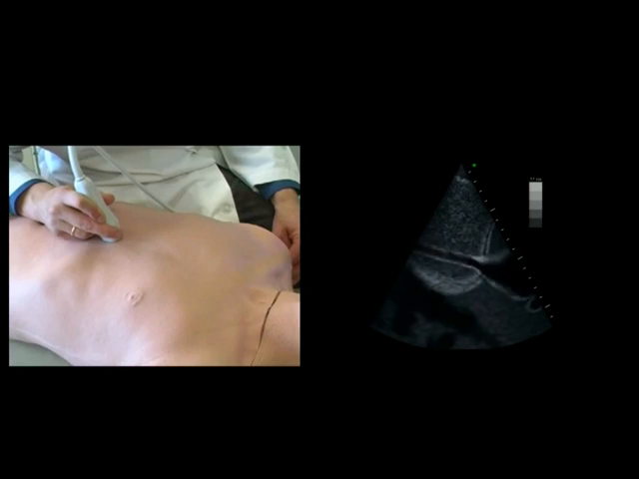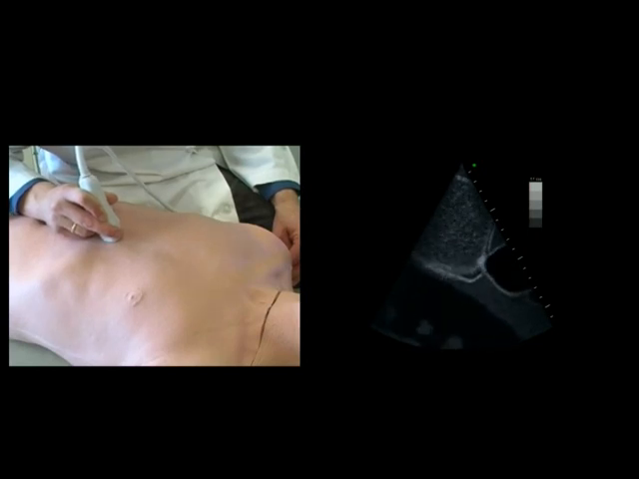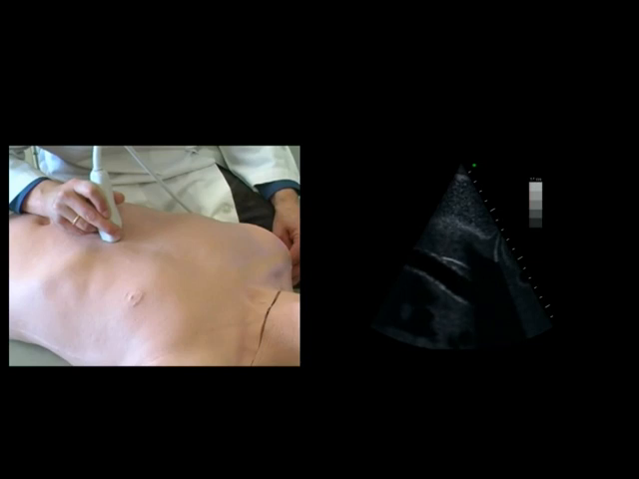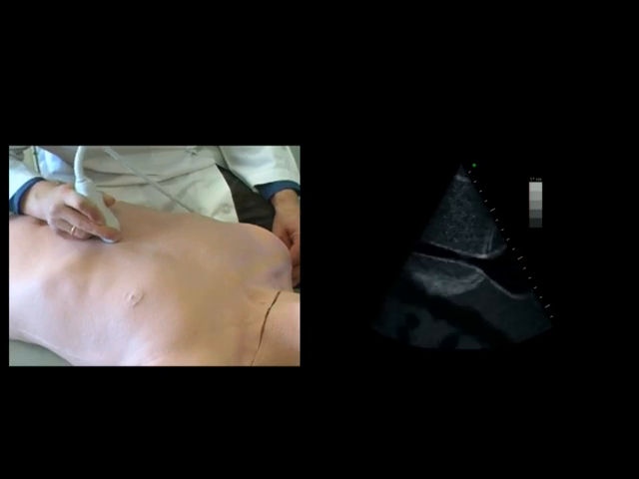One source of error here is if you were to tilt the probe too far to the left, you could visualize the descending aorta instead. But obviously, if you visualize the structure entering the right atrium, you can safely assume this is the inferior vena cava.